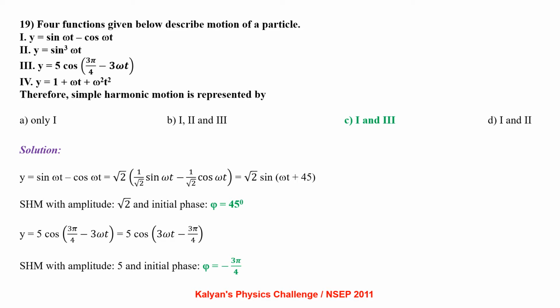y equals 5 cos (3 pi by 4 minus 3 omega t), that is 5 cos (3 omega t minus 3 pi by 4). It is an SHM with amplitude 5 and initial phase of minus 3 pi by 4.